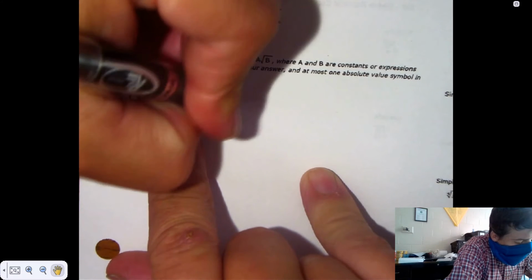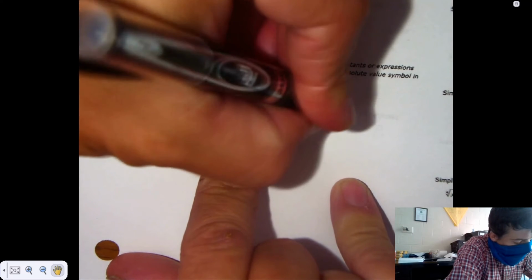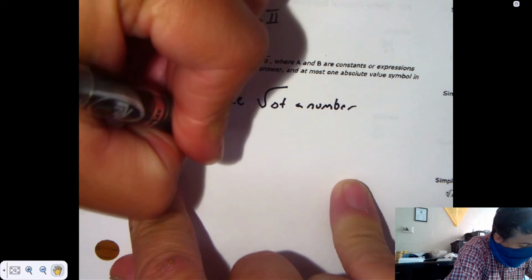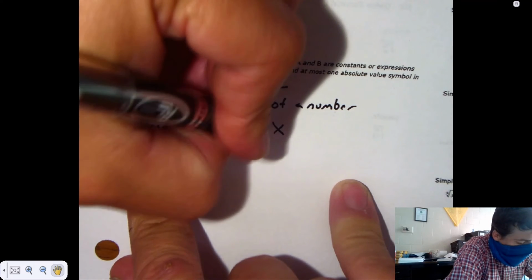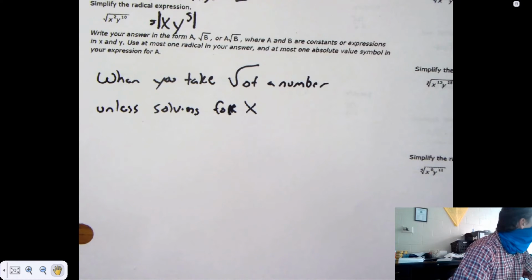When you take the square root of a number, unless solving for x, isn't it positive? If somebody asks you what square root of 16 is, what do you say? You don't know. If they just ask you straight up what square root of 16 is, you just say 4. If they say x squared equals 16, that's when you say plus or minus.